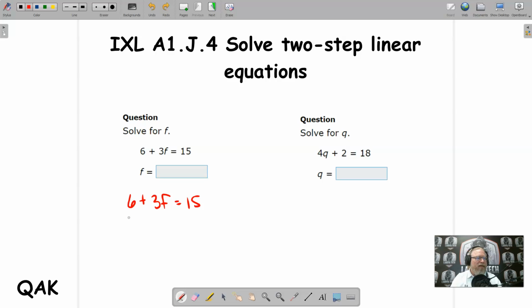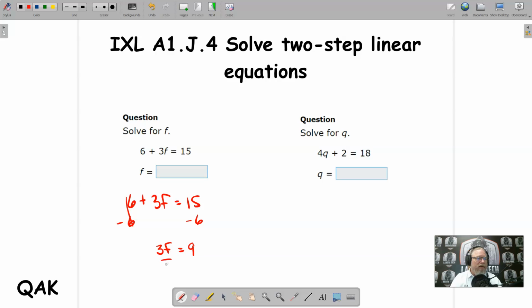So we have this positive 6 here, so let's go ahead and subtract 6. And what we do to one side, we're going to do to the other. The 6's are going to cancel each other, leaving us with just 3f on the left. And 15 minus 6 is 9. Now I'm at a one-step equation. I did one step. Now I have a second step to do, thus the title, two-step linear equations.